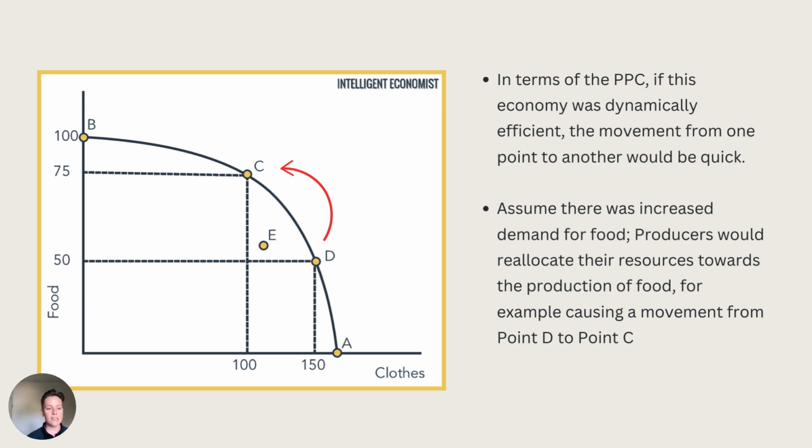All right. So let's say you woke up one day and people were demanding mostly clothing, and then the next day you woke up and the demand had shifted towards food. You as the producer would think, okay, there's more money to be made in food. I'm going to take my resources away from clothing and convert them towards food because now I'm going to get a higher price, okay? So assume there was an increase in the demand for food. Producers would reallocate their resources towards the production of food, for example, causing a movement from point D to point C. And if we were dynamically efficient, that would be relatively quick, okay?